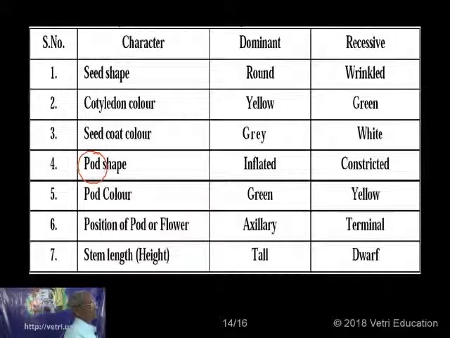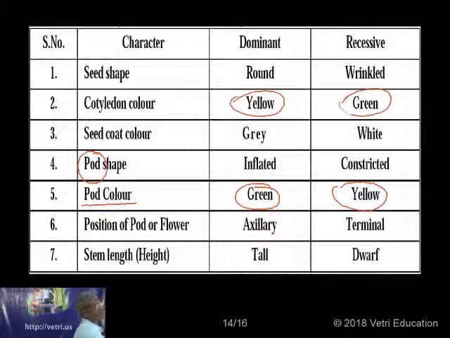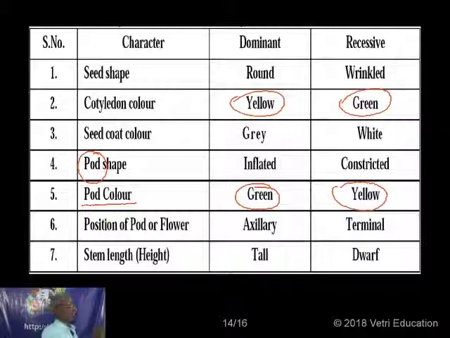Now you have to be very careful in studying this. In pod color, green is dominant and yellow is recessive, and in cotyledon color, yellow is dominant and green is recessive. If a question is asked based on this, where 2 plants are crossed, a yellow variety with a green variety, what will you get in the F1 generation? Don't jump to the conclusion that the F1 generation plant will always be yellow. See whether they are asking the question on the cotyledon color or the pod color.